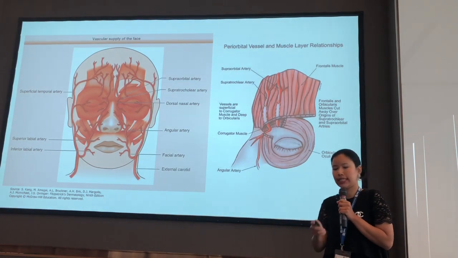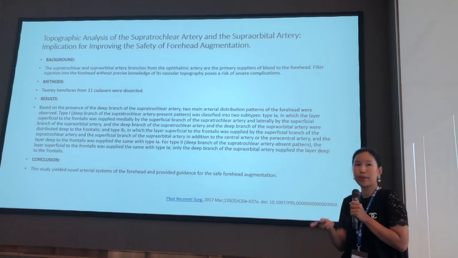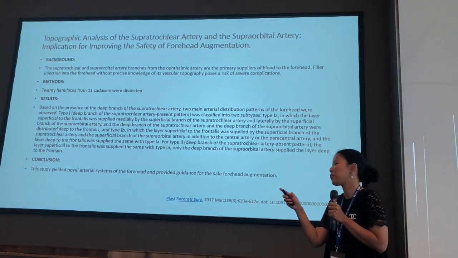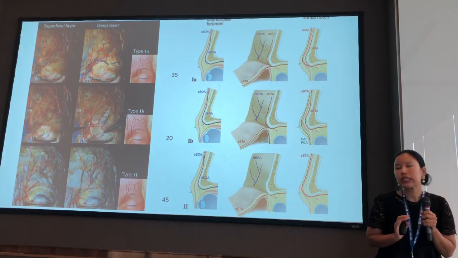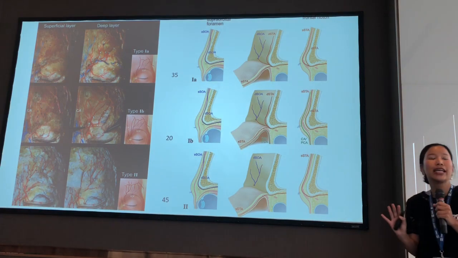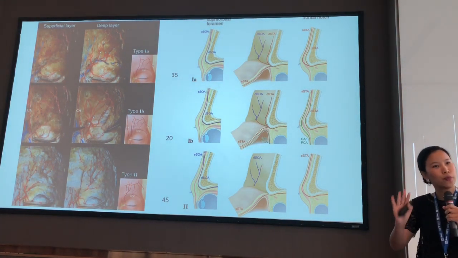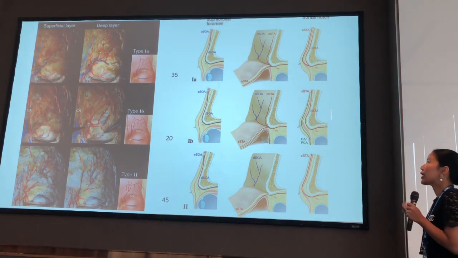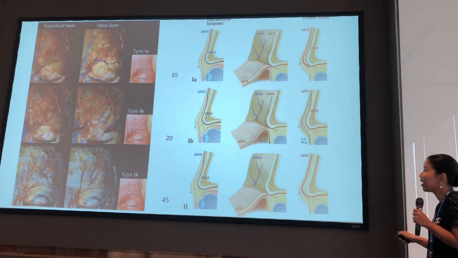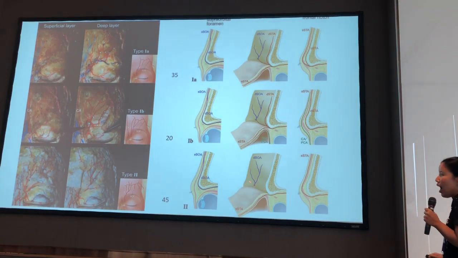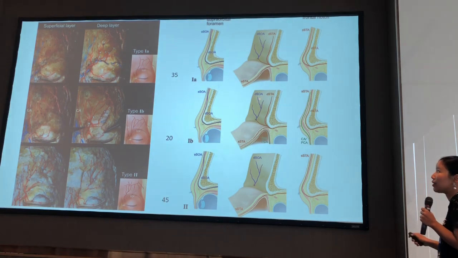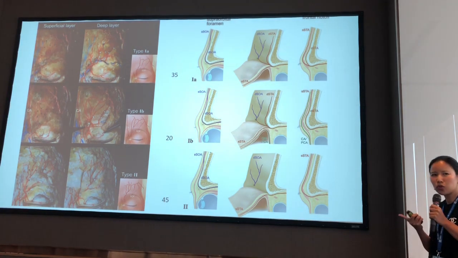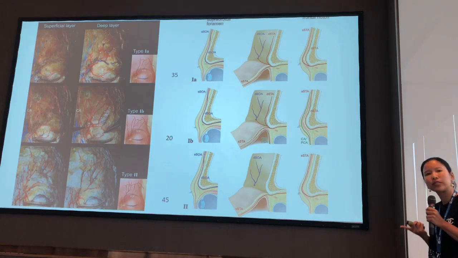But the truth is, according to one paper published recently, this is a dissection in cadavers. They proposed a new way of classifying the supratrochlear and supraorbital artery. You can look at this one. It's the concept that above 2 centimeters from the foramen, there is no deep vessel and you can inject on the bone safely. Do you think that is 100% true?